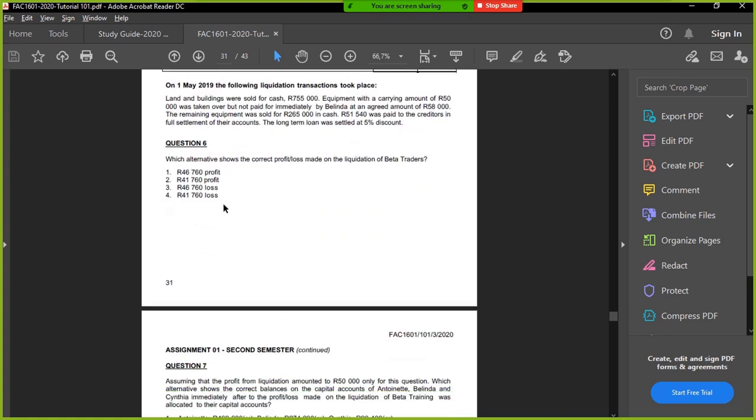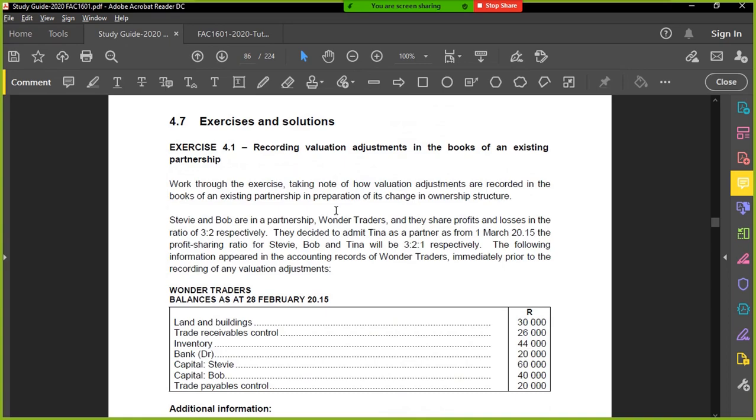Number 6, we haven't got to yet. This will probably only get covered next week. Next week I'll obviously cover the rest of chapter 4. We're almost there. I think we've got about 2 or 3 or 4 exercises. I don't know how many they've given you, but there's a few.